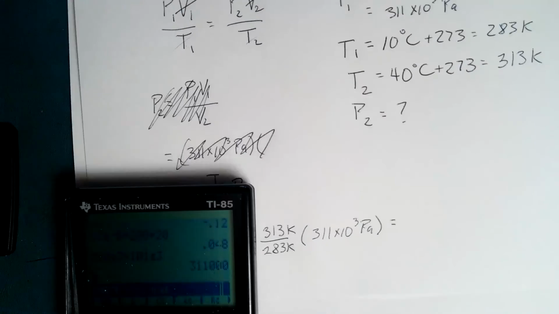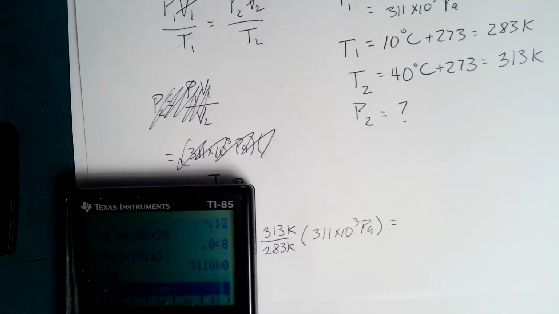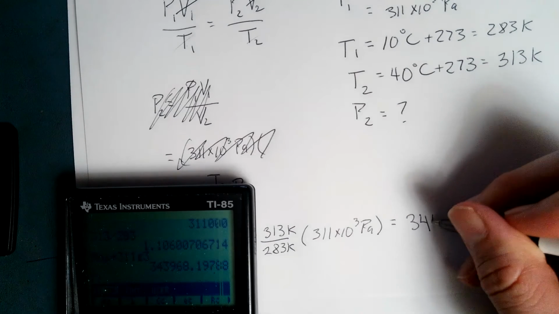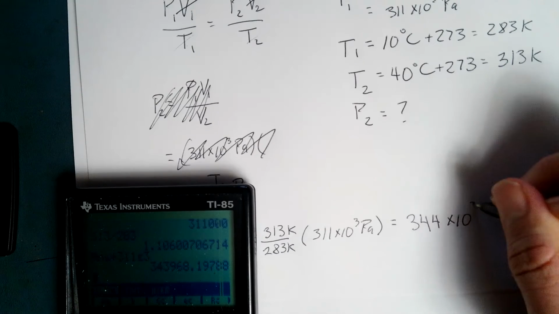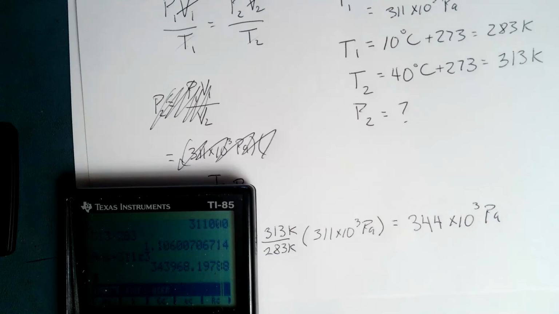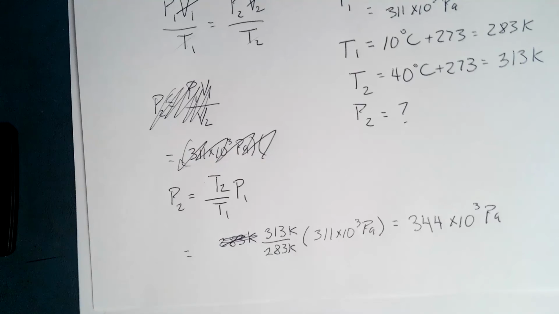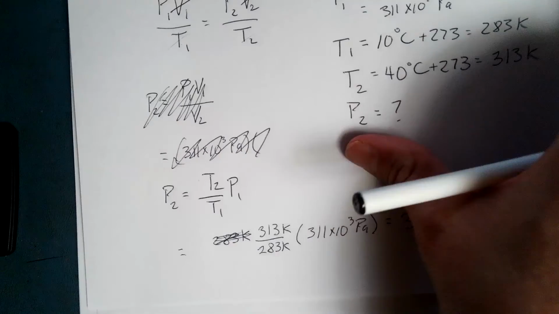I can't get my calculator. Anyway, you don't need to see that. 313 divided by 283. Okay, so that ratio is 1.11. So we'll call it 344. That's it. I think these ideal gas law problems are, to me, pretty straightforward. It's just paying attention to the details.